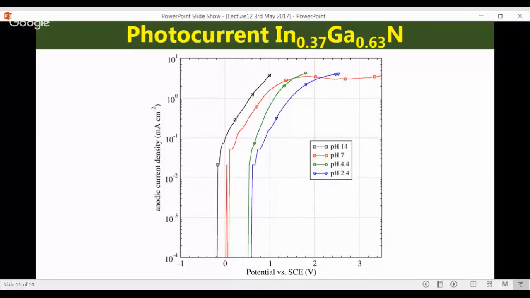So this is only to show you how the photocurrent varies with respect to pH. Because photocurrent is also potential dependent, for each pH the potential will shift by 59 millivolts. We will not worry about all of them. So we are showing here pH 4, pH 2, 4, 7, and 14.